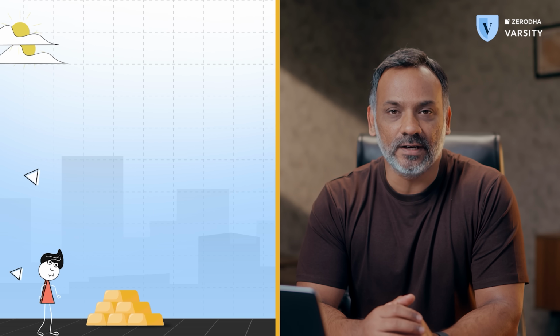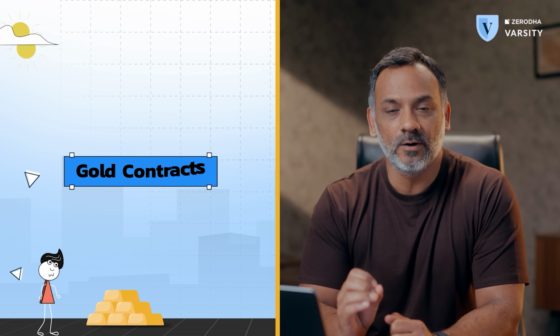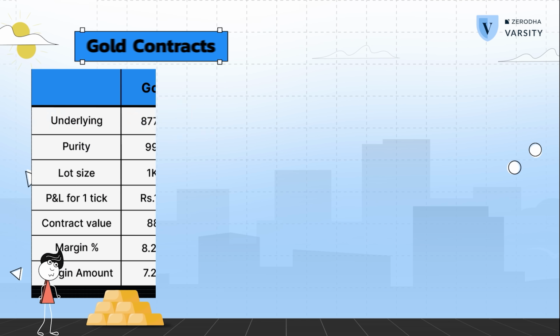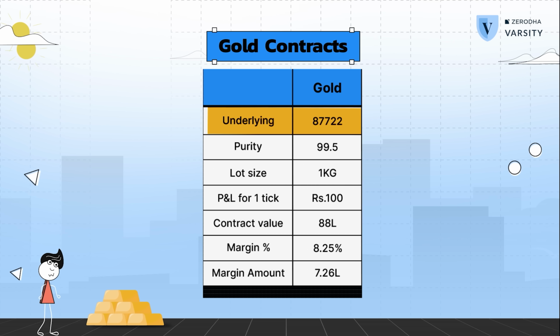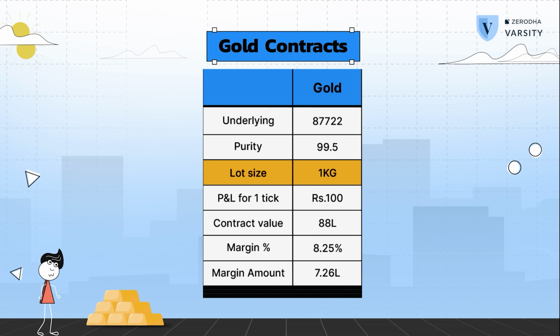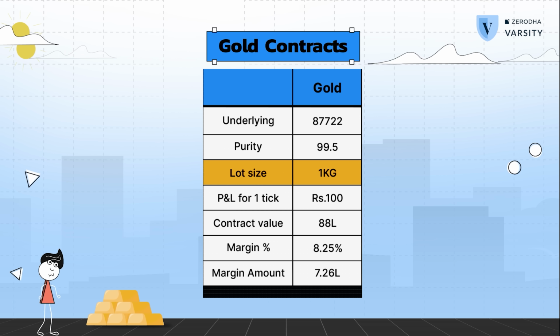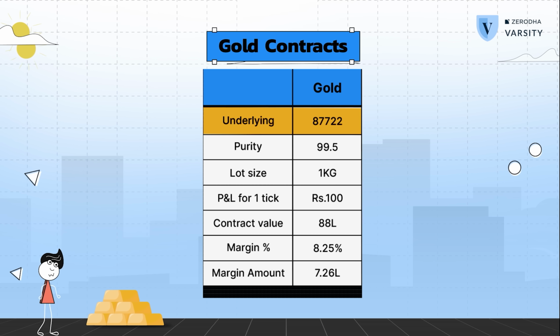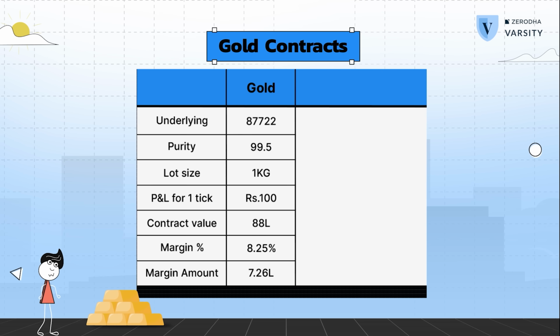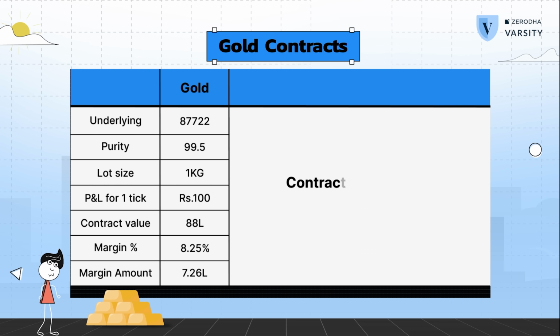It doesn't really matter. What you really need to understand is the technique of reading these contracts. Let me help you understand these contracts. I guess I'll talk about the big gold contract first. The price of gold you see on your ticker is quoted for 10 grams of gold. The lot size of gold contract is 1 kg. So at the time of recording this video, the price of 10 grams of gold was 87,722. Therefore, the contract value of 1 kg of gold is about 88 lakhs.